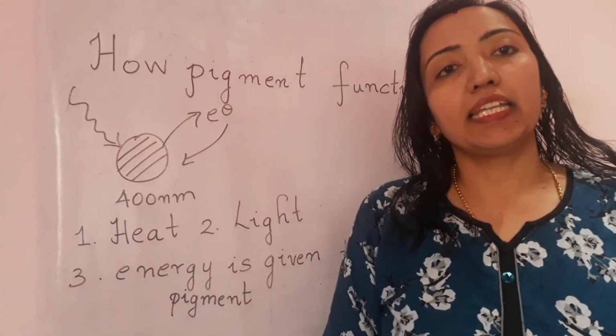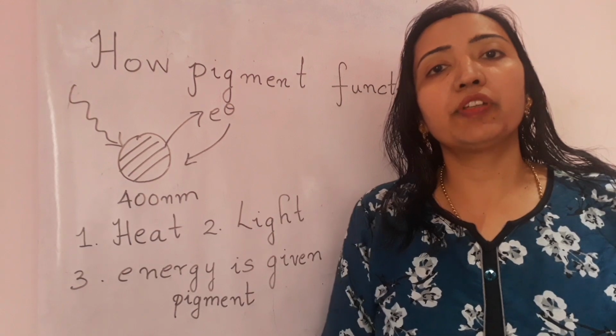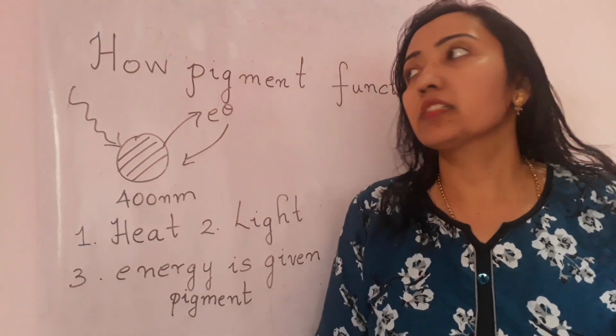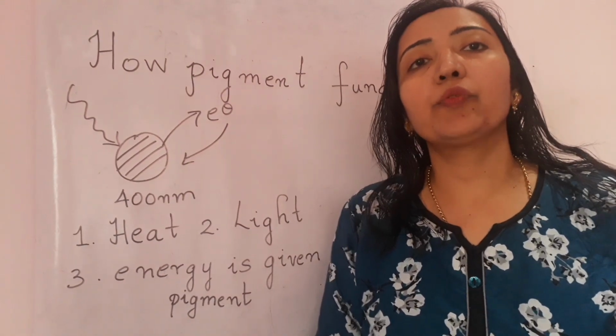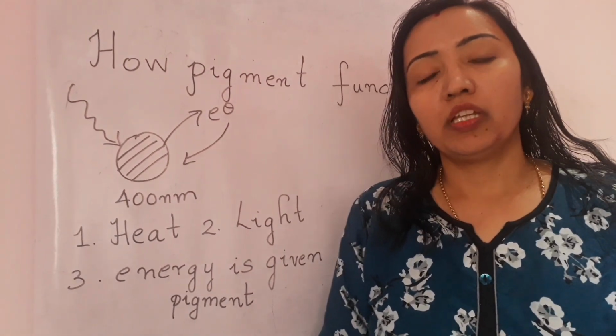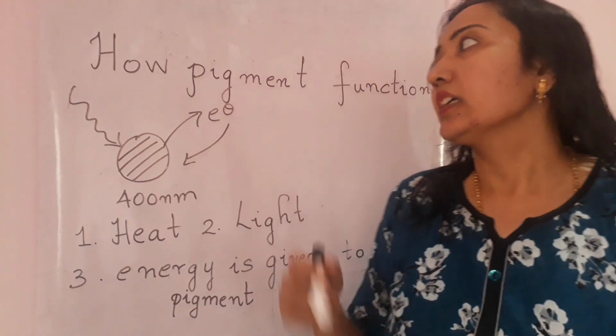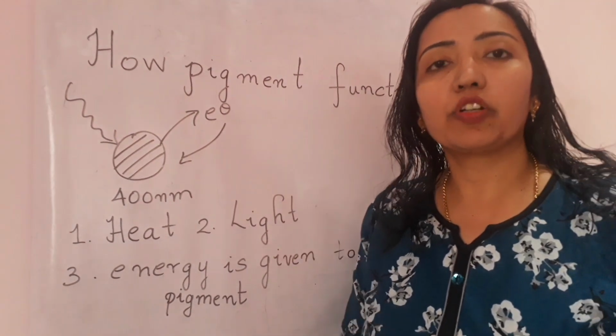We were studying photosynthesis. In that we were learning light reaction. So in the light reaction, in the last class we have seen part 1. Now we are going to do part 2. Now let us see. In the last class we have discussed what is a pigment.